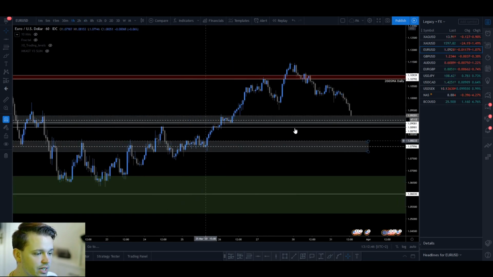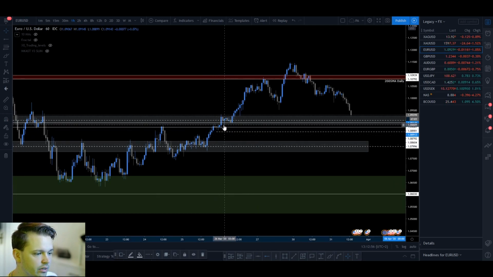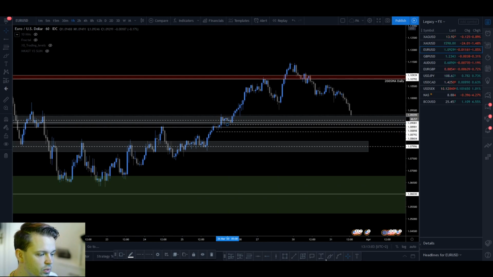You could have used a manual stop too, and that would look something like this. You would have your manual stop here, here. Whenever you get a swing low, you basically put your stop loss below it.